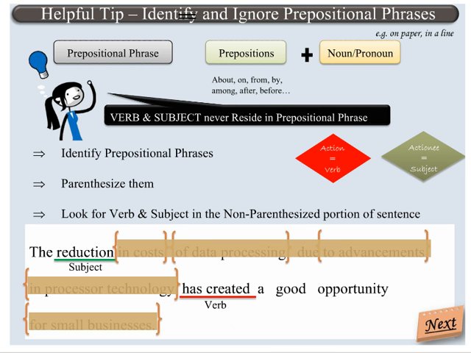To summarize, identification of prepositional phrases helps in identification of subject-verb, since a subject and verb do not reside in these phrases. Now there is, however, one exception to this rule, which we will discuss in the advanced subject-verb errors in level 2.